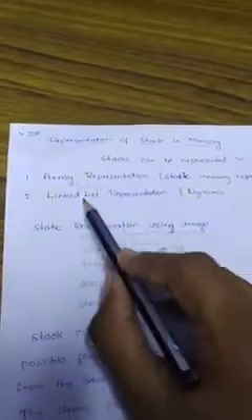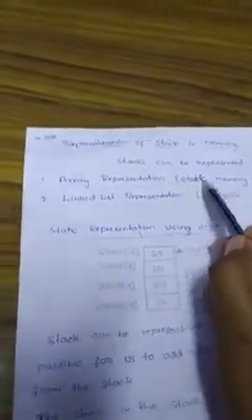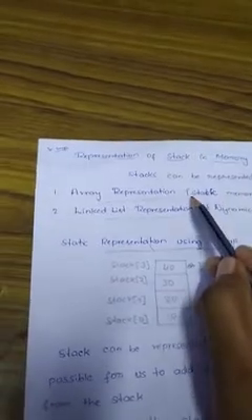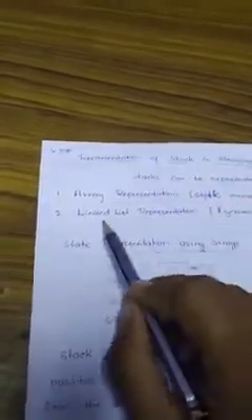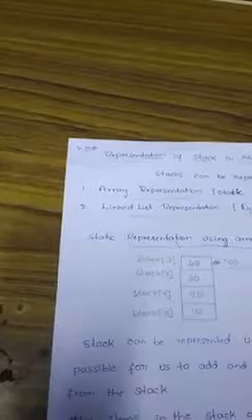Now we discuss the representation of the stack in memory. It means how the stack is represented in memory. There are 2 ways to represent the stack in memory: first is the array representation, second is the linked list representation. Array representation means we are using the static representation, that is using the arrays concept. The second one is the dynamic representation using a linked list. So now we study them one by one.